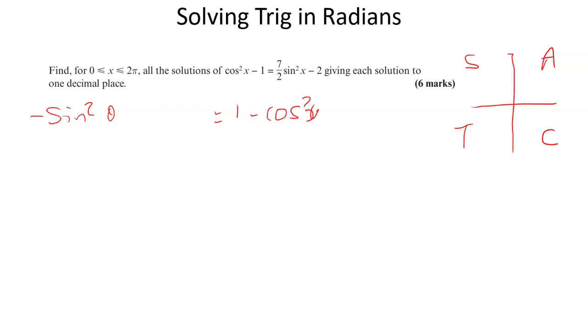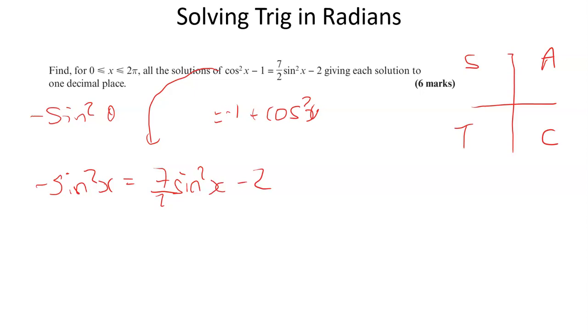So we can do that. We can just say minus sine squared theta is minus 1 plus cos squared, which is what we've got here. Cos squared minus 1, cos squared minus 1. So we can rewrite this whole thing, but just replace this with minus sine squared theta. So let's do that down here. Minus sine squared theta equals 7/2 sine squared, well they're using x not theta, but there we are, so x, sine squared x minus 2.